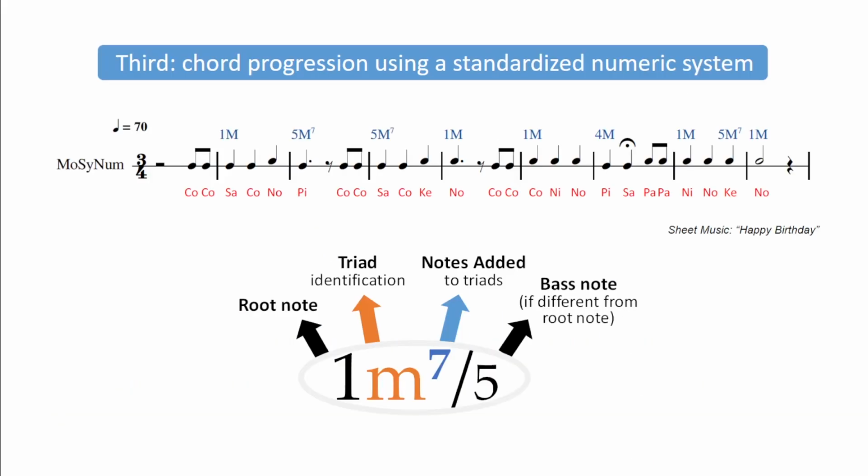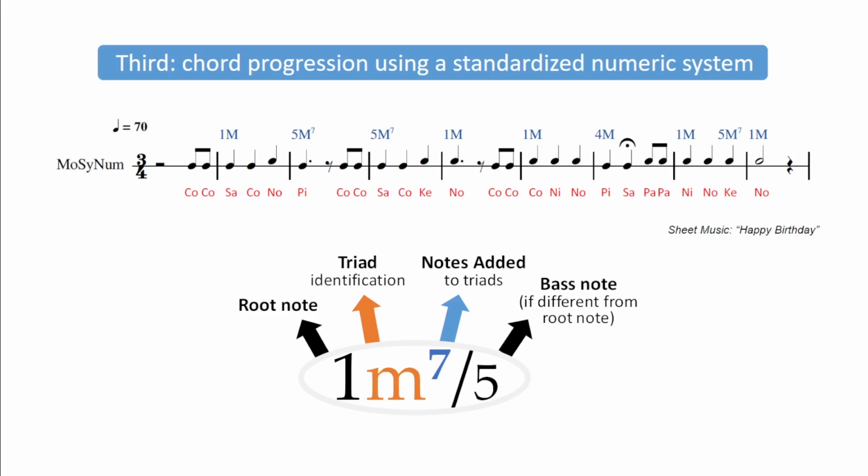Third, the top part of the MoSyNum staff shows the chord progression using a standardized numerical system. This makes it easy to notate complex chords and provides a universal way to represent harmony. This chord notation system is very simple, and we'll explain it in more detail in another tutorial.